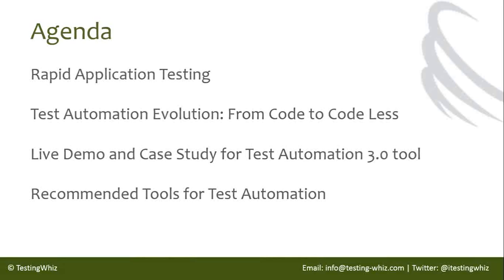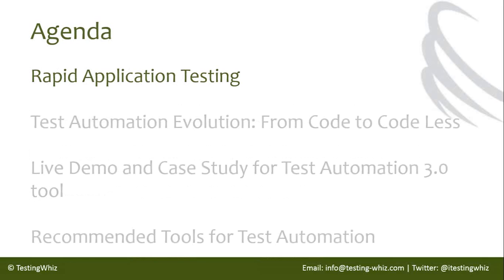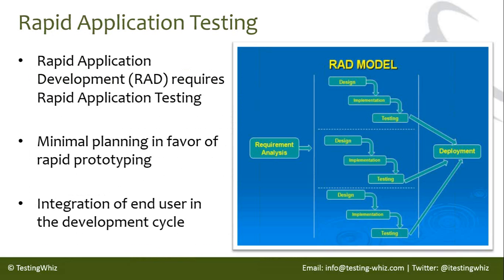As Primal has mentioned, as for the agenda, we want to talk about what is rapid application testing, and how test automation would connect with rapid application testing. We want to give a small demo as well for the test automation 3.0 tool, and we also want to explain why we are calling it test automation 3.0. In the end, we would recommend some other tools as well for automation. Let's just get started with rapid application testing.